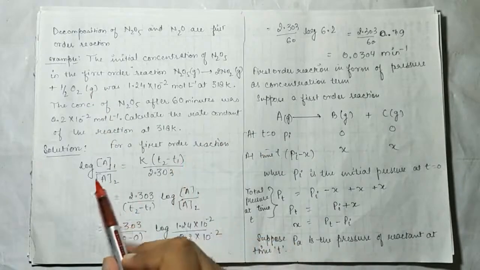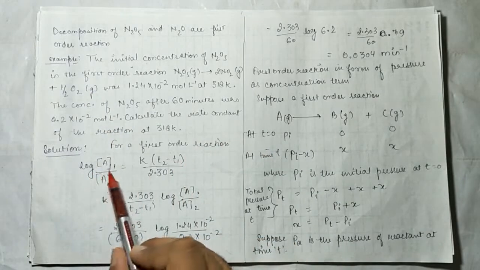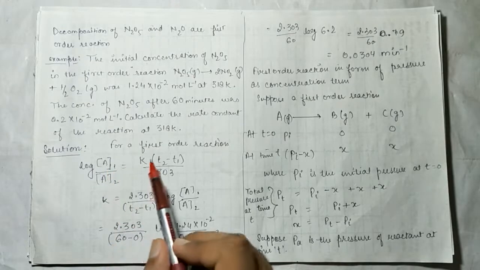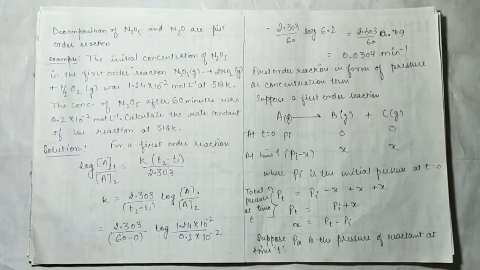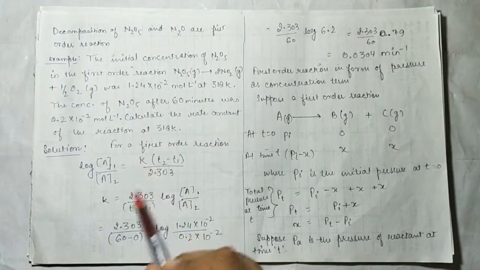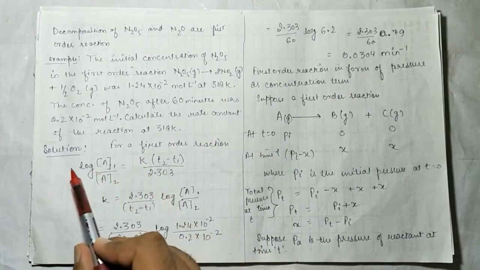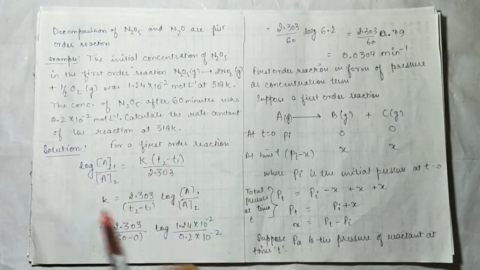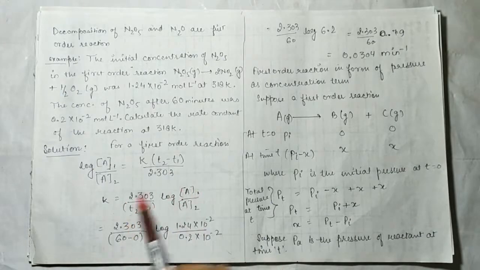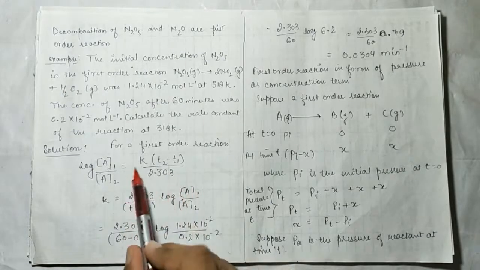So this is the formula for first order reaction: log a1 upon a2, that means first concentration upon second concentration, equal to k times (t2 minus t1) upon 2.303. We need to calculate k, so 2.303 will be multiplied on this side, and t2 minus t1 will be divided on this side. This is the rearrangement of the formula.